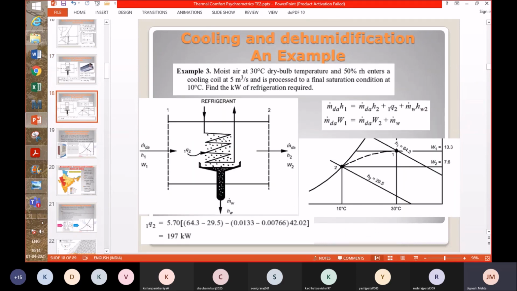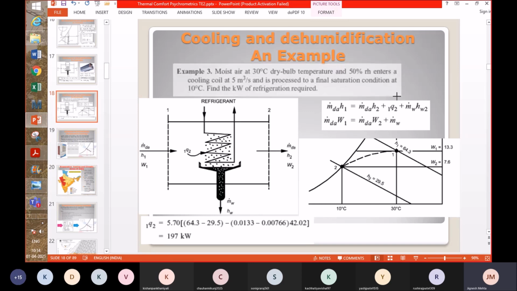So with this information, let us solve one example. You can read the data for the example. Moist air at 30 degrees Celsius dry bulb temperature and 50% RH enters a cooling coil at 5 meter cube per second and is processed to a final saturation condition at 10 degrees Celsius. Find the kilowatt of refrigeration required.